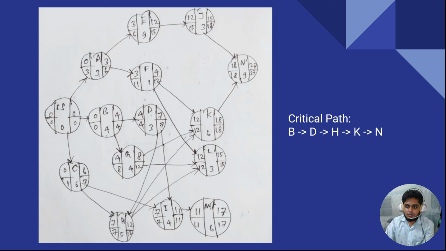Now this time I have to calculate those actually. 12 minus 4 is equal to 8, which is the latest starting time for activity G, and 12 minus 5 is equal to 7.